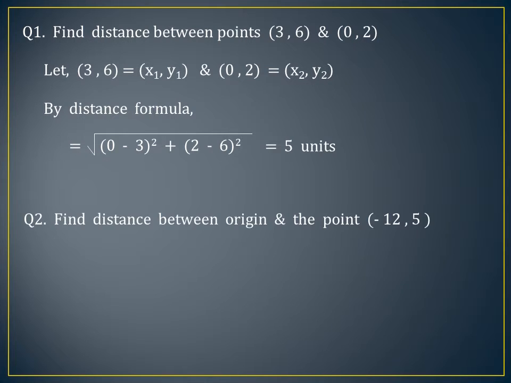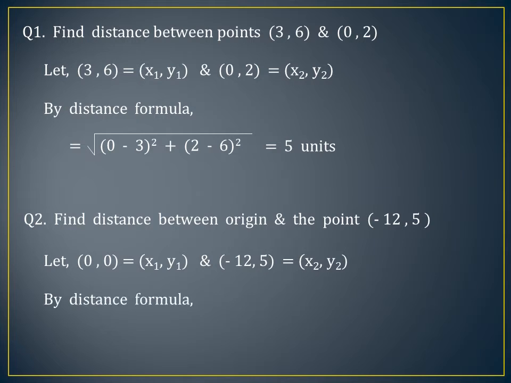Next we have to find the distance between the origin and the point (minus 12, 5). Now we know that the coordinates of origin are always (0, 0). So let (0, 0) be x1, y1 and (minus 12, 5) be x2, y2. Again by the distance formula we'll get square root of (minus 12 minus 0) the whole square plus (5 minus 0) the whole square, which gives us square root of 169 and that is 13 units.